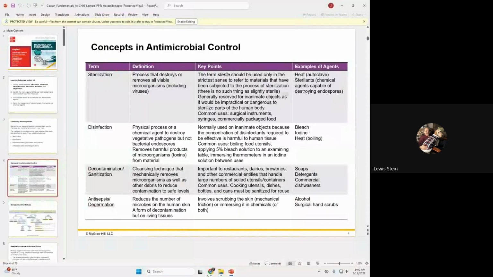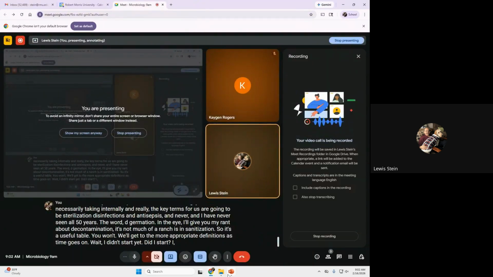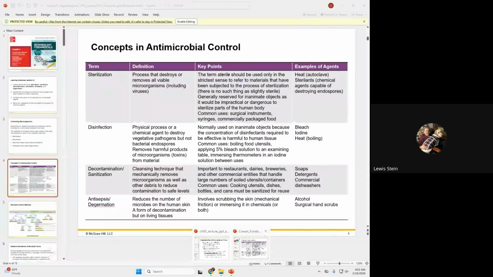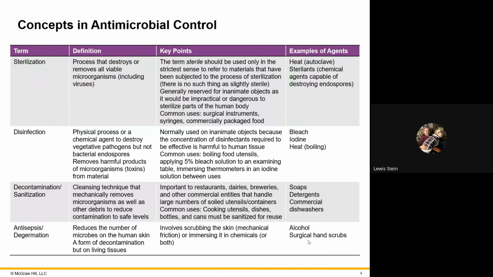Wait, I didn't start yet. Did I start? I did start. Yay. When you get to my age, you forget things easily. Could one person smile? When you get to the point where, where's my phone, and you're holding it, you're in trouble. And I've done that. Don't really like that.